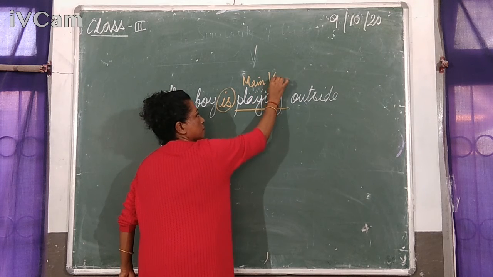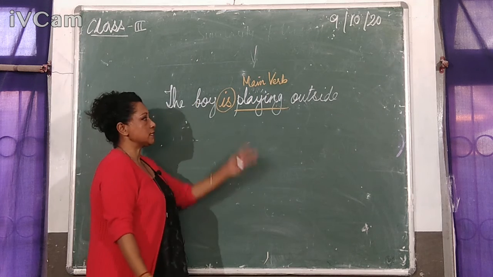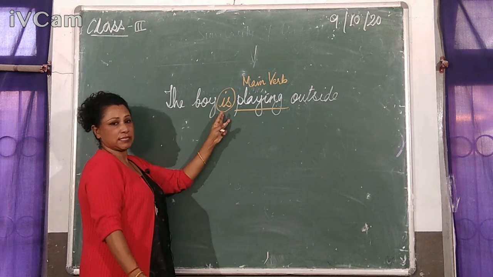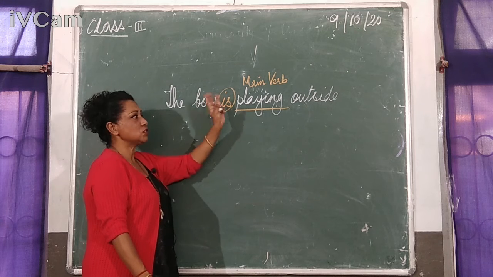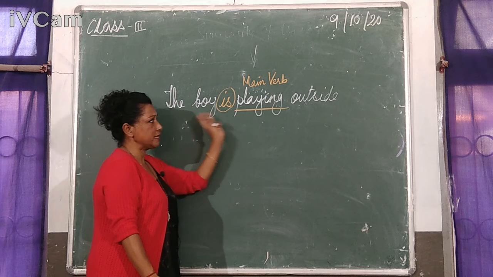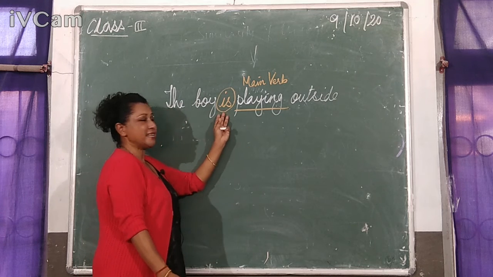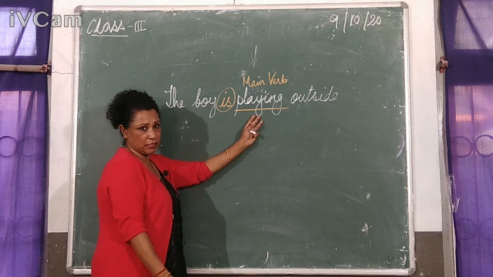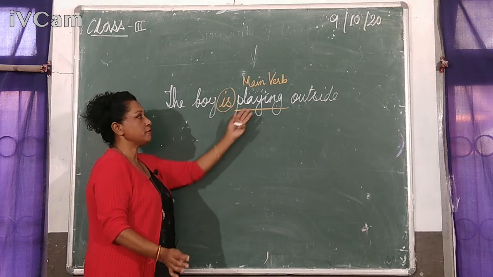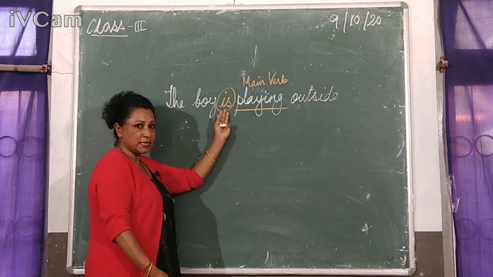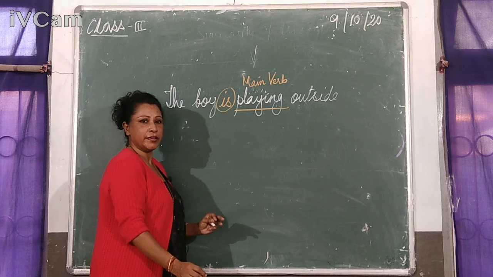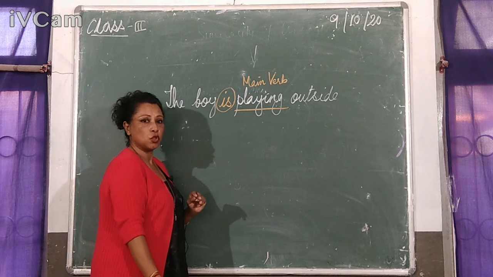Main verb. Can you see this? The playing is the main verb. But without this "is", the sentence will not be complete. So with the help of this "is", the sentence is now complete. So this is helping this main verb. This is not the main verb, right? The main verb is playing, but "is" is the word which helps the main verb. So without "is", the sentence will not be complete.